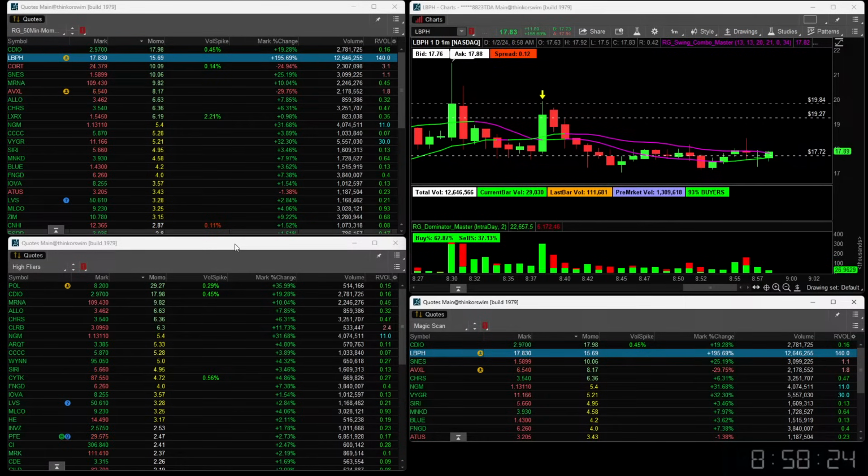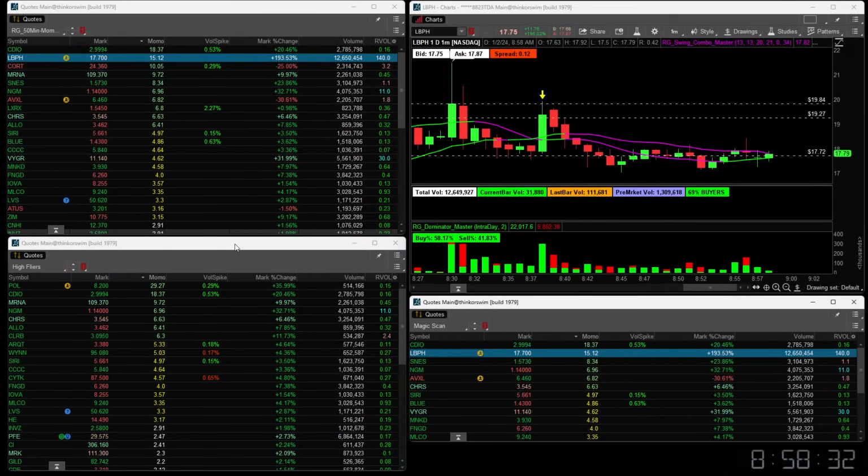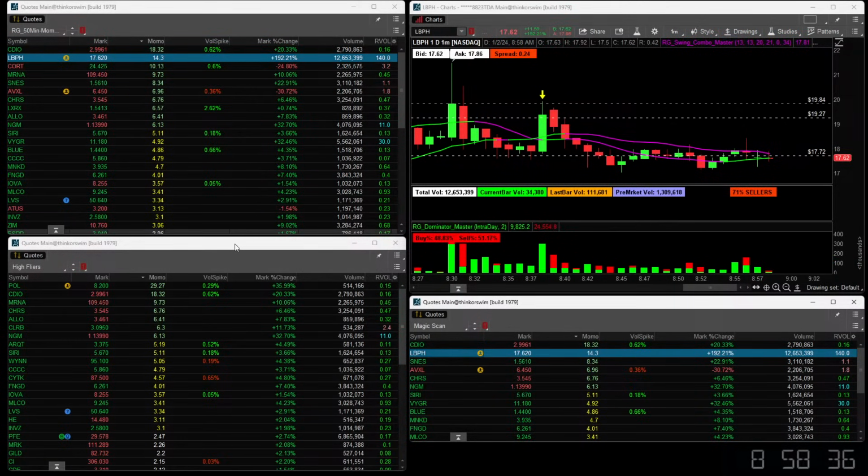So far, 1772 seems to be a good level for support on LBPH. It could go back up later. Probably a good one to keep an eye on. Need both of those swing lines to turn green and turn up north.